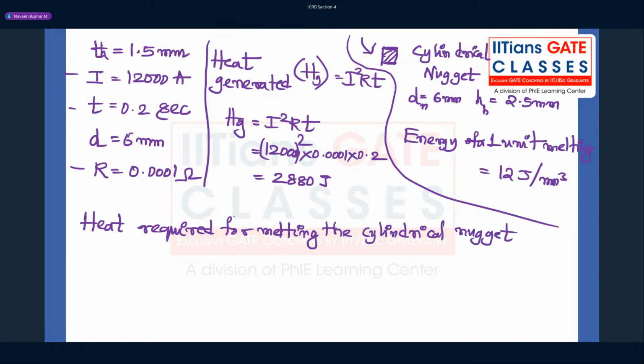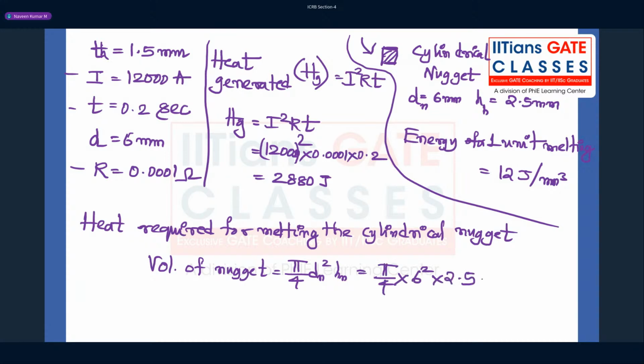Cylindrical nugget. Okay, so what is the volume of the nugget? Volume of the nugget is equal to that of a cylinder, right? Pi by 4 dn square into hn. Isn't it? Yes. So it's nothing but pi by 4 into 6 square into 2.5. This is something around 70.68 mm cube.